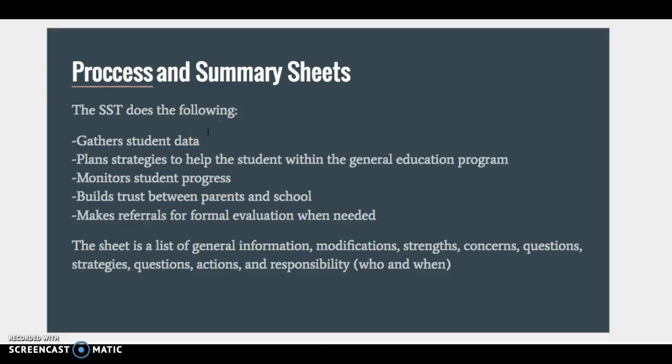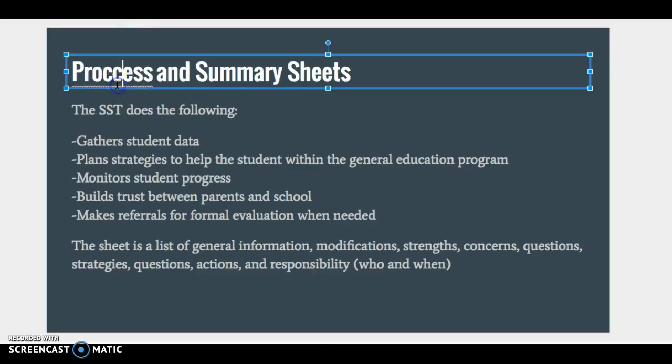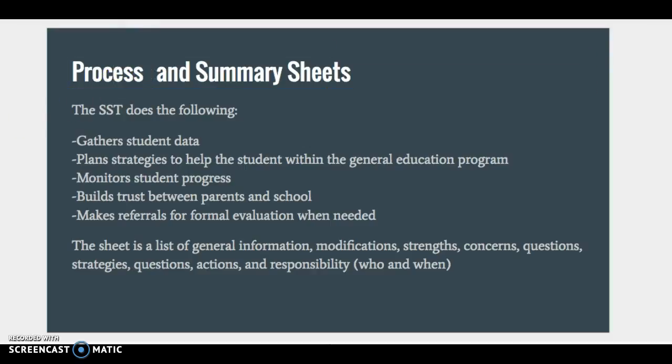So the process and summary sheets, the student study team does the following. It gathers student data, which includes their test scores and work. It plans strategies to help the student within the general education program. It monitors the student's progress in classes and in school. It builds trust between the parents and the school. And it makes referrals for formal evaluation if the student needs it. So this could include entry into special education for special education services.